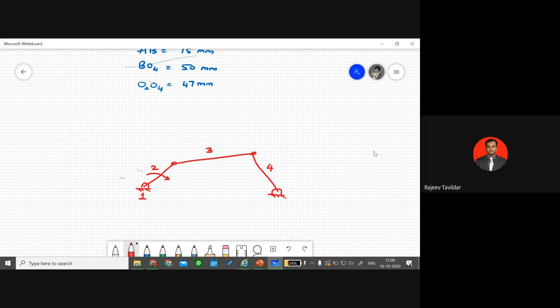The connection between this input and output link is given by link number 3. That's why it is also called the coupler link. That means it couples link number 2 and link number 4. When this mechanism is working, I can choose any point on this coupler link. If I choose this point, it will trace a particular curve, say like this. Similarly, if I choose another point, maybe over here, this point might trace a different curve. So on this entire link number 3, different points are going to trace different curves. Each of these curves is called a coupler curve.